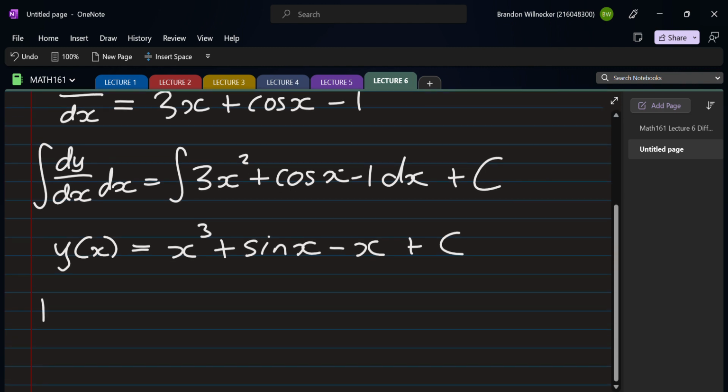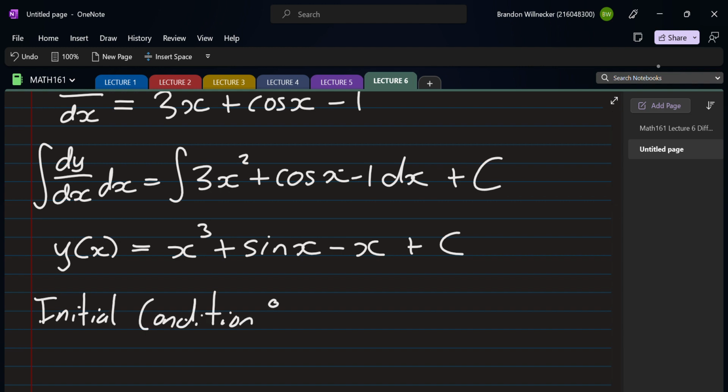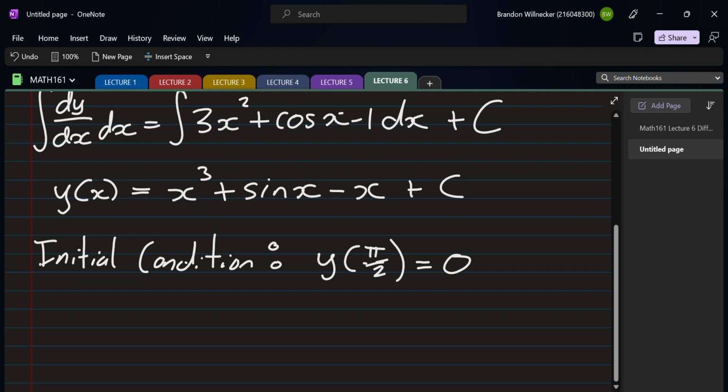So let's say we have the initial condition that y at pi over 2 is equal to 0. Okay, so this will be provided with the differential equation. So we can use this to then solve for c.